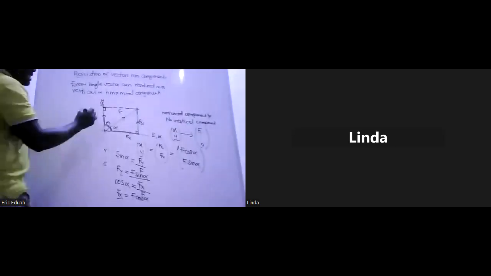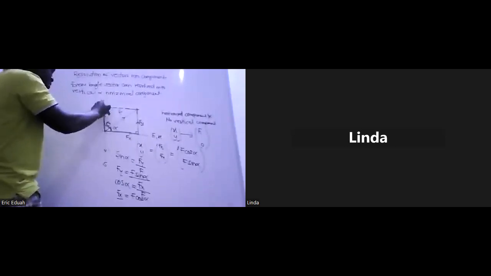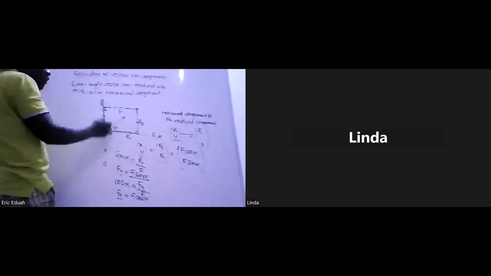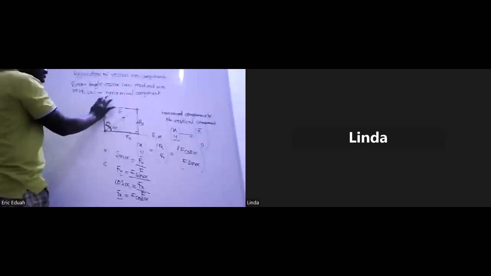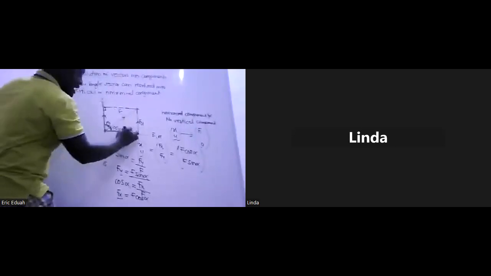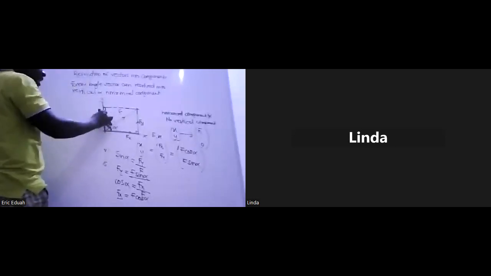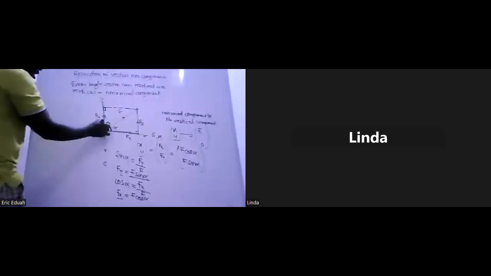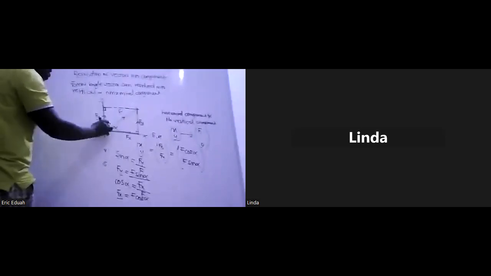Now you realize that the adjacent side of this angle falls along the y-axis. This is the y-axis. This is the x-axis. Okay. The adjacent side falls along the y-axis. So this side will become Fy, because that side, which we are calling the adjacent, falls along the y-axis.